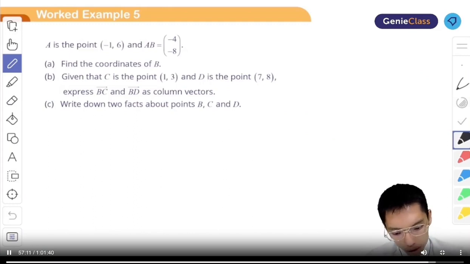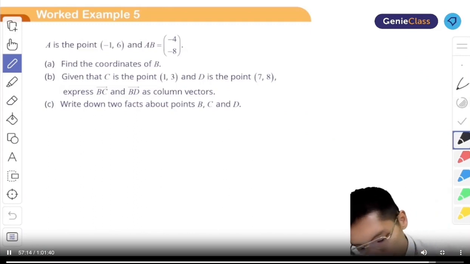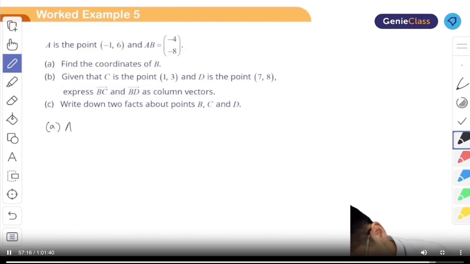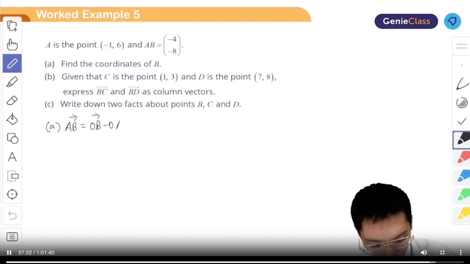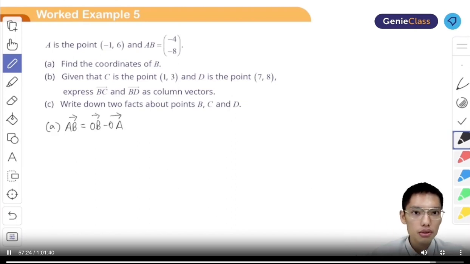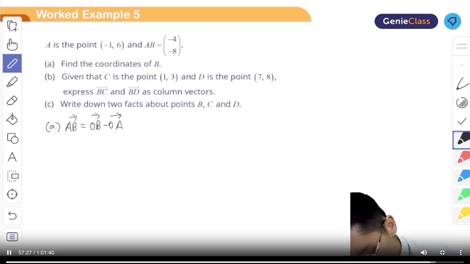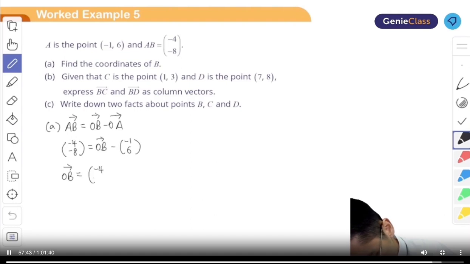Now, find the coordinates of B. So this is inverse. So what we do, use your column vectors. AB equals OB minus OA. Now, I do not know what OB is, so I just leave OB blank. Fill in what you know. (-4, -8) equals OB minus OA, in this case (-1, 6). So realize OB is going to be (-4, -8) plus (-1, 6). This is (-5, -2).